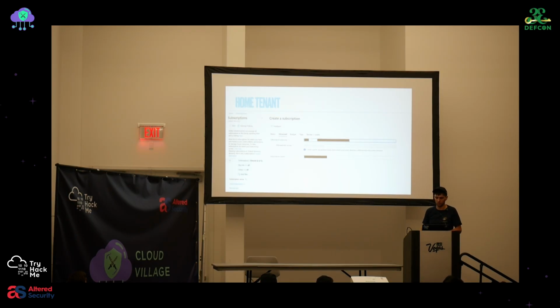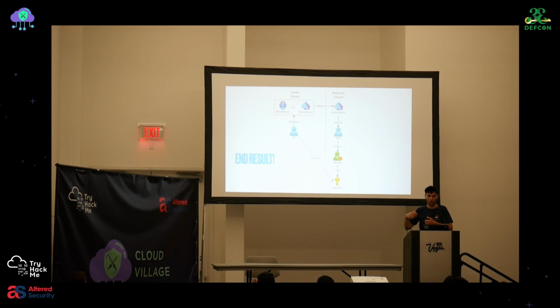And so if we look in the portal, it looks like this. You see under the advanced, we can then just go choose a different directory. And then after we do this, this is the end result. So then when we do federate into the resource directory, we're going to get the owner RBAC role of this newly made subscription. And this is what that ends up looking like in the resource tenant.